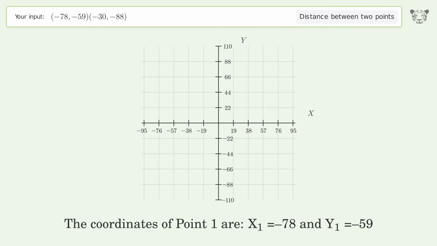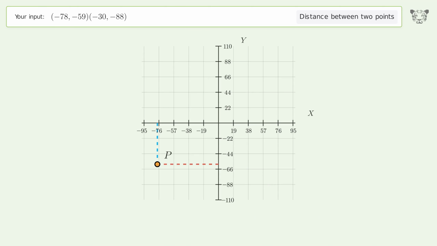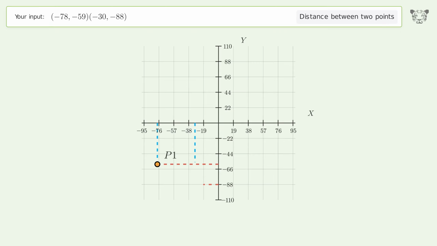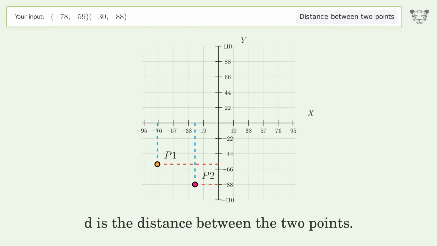The coordinates of point 1 are, x1 equals negative 78 and y1 equals negative 59. The coordinates of point 2 are, x2 equals negative 30 and y2 equals negative 88. D is the distance between the 2 points.